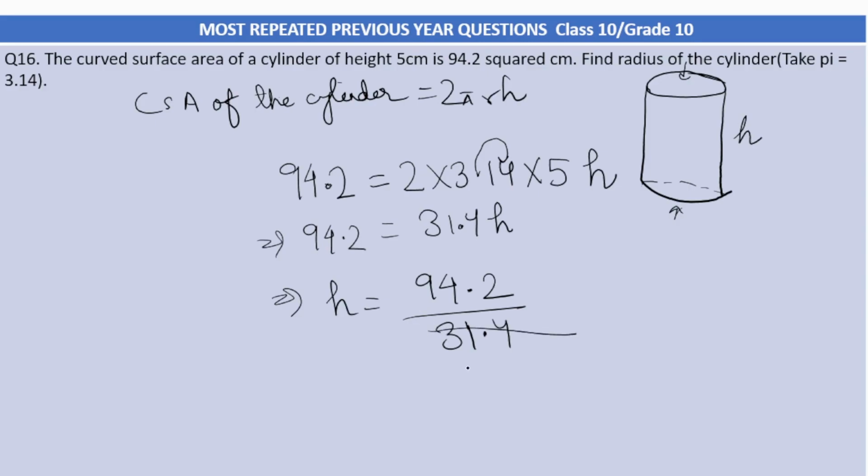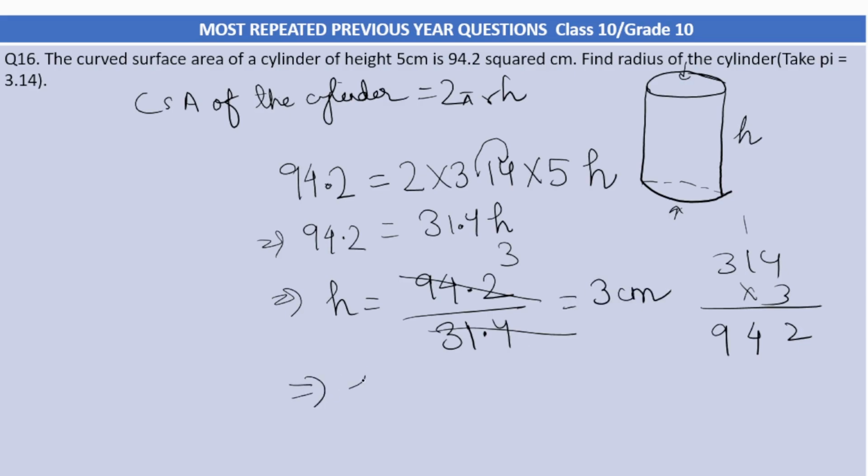So here, is there a common factor? I think there is one. 3, right? 3 4s are 12, because 314 into 3 will be, 3 4s are 12, 3 1s are 3. That one which we had carried over would be 4 here when it gets added to 3. Then 3 3s are 9. So the radius will be 3 centimeter. Remember, centimeter will be the correct unit of measurement. So the radius of the cylinder turns out to be 3 centimeter.